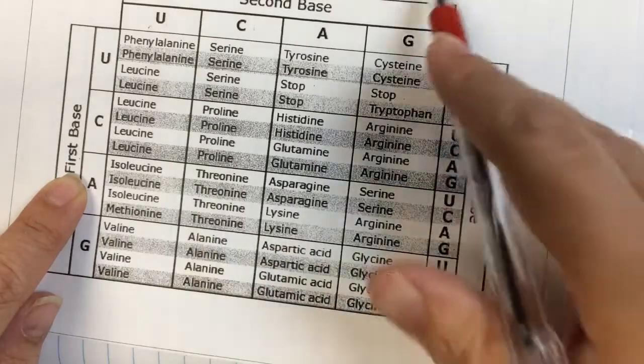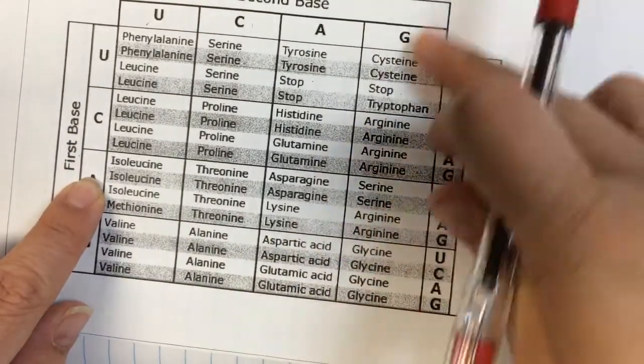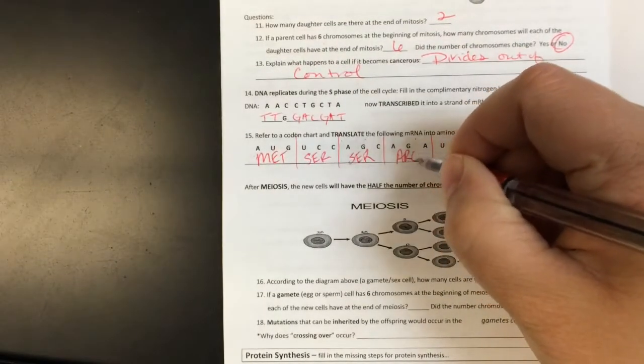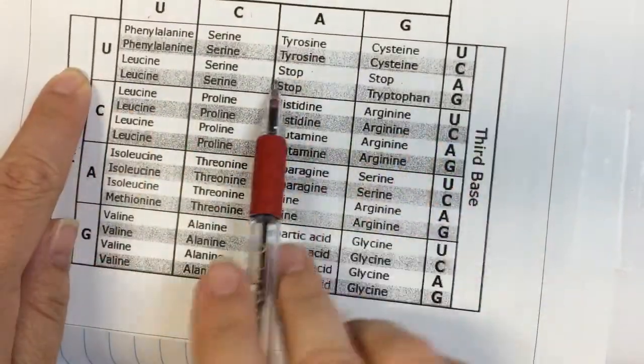AGA, so AGA was really close. Look at that. AGU was serine, AGA was arginine. So I'm going to put ARG. One little mutation could throw the whole thing off. And then UAA, so UAA, stop.